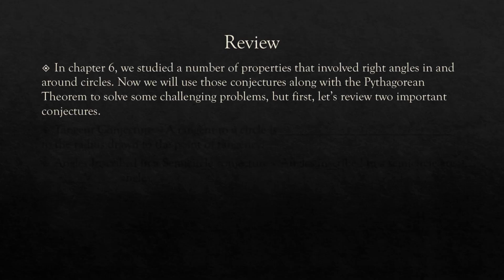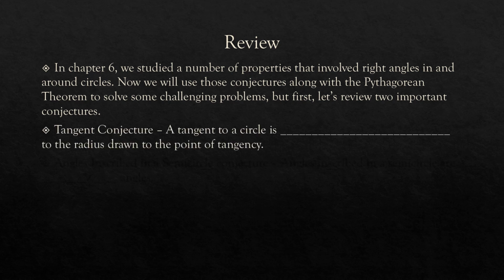So in chapter 6, we studied a number of properties that involved right angles in and around circles. Now we will use those conjectures along with the Pythagorean theorem to solve some more challenging problems. But first, let's review two important conjectures from chapter 6. The tangent conjecture: a tangent to a circle is perpendicular to the radius drawn to the point of tangency.